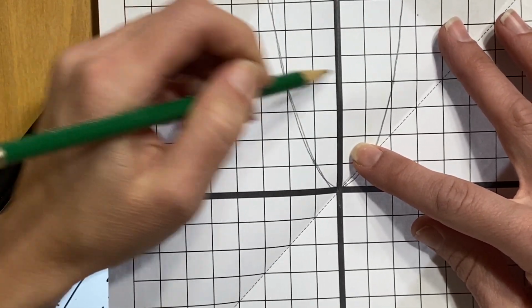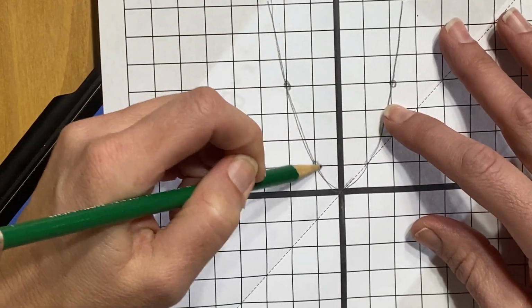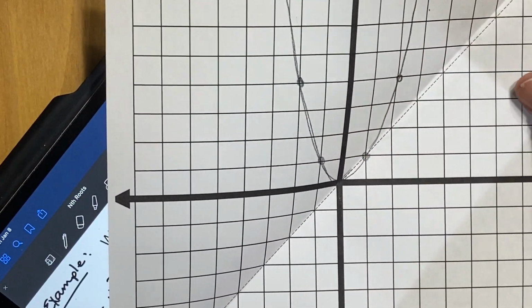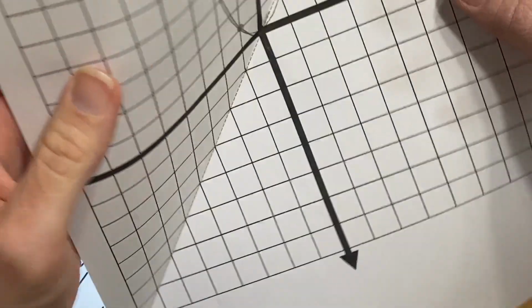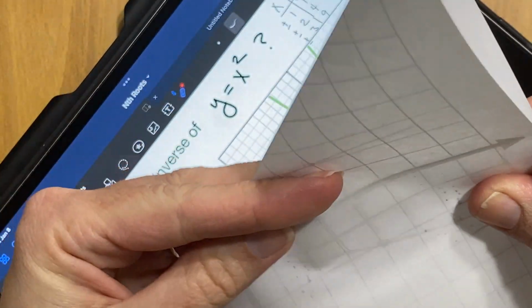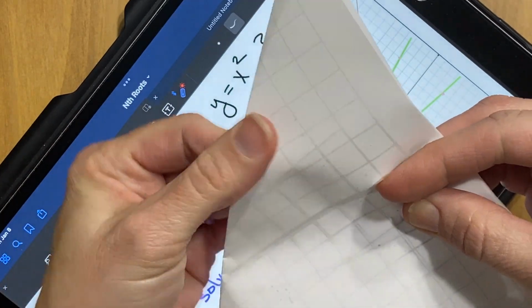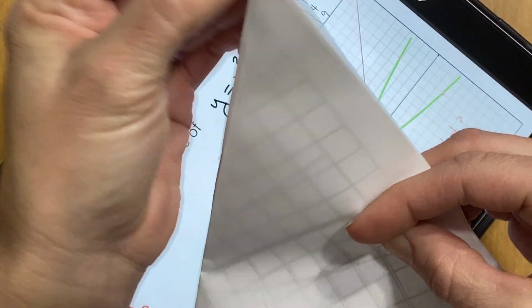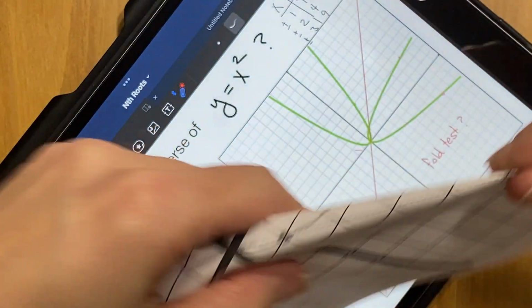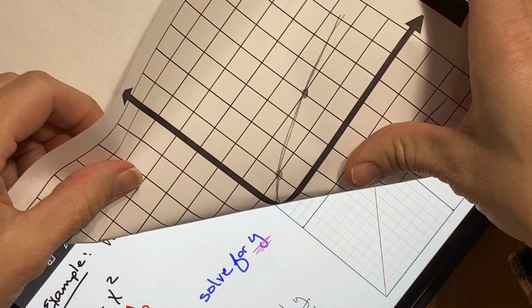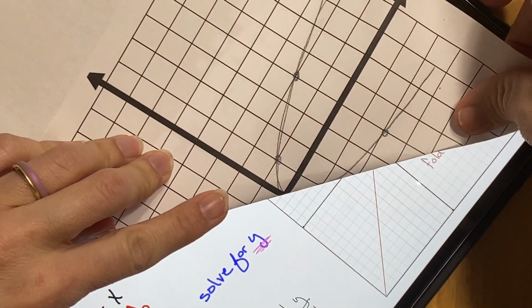Okay. And I have 4 points that I know to be true for it. I am going to fold it along my line of reflection. Okay. And maybe I'm going to fold it the other direction so that I can actually see my points here.